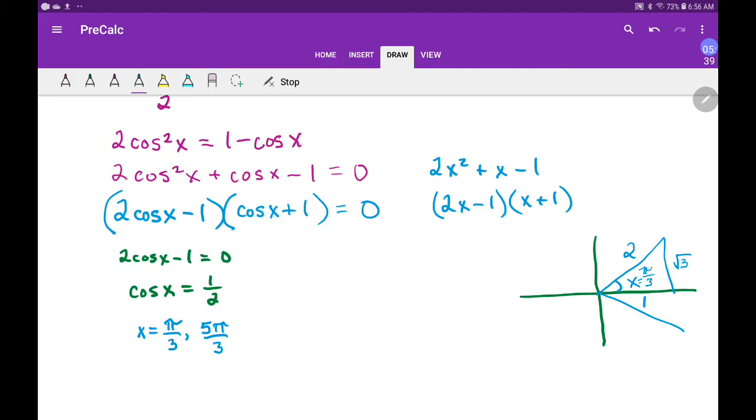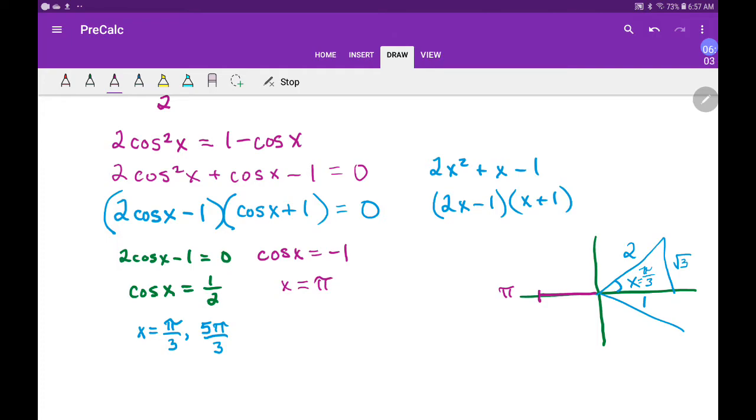And then I'm going to say the cosine of x is equal to minus 1. Where does that happen? Well, that's over here at pi, right? That's the only time I get a negative 1, so x is equal to pi.